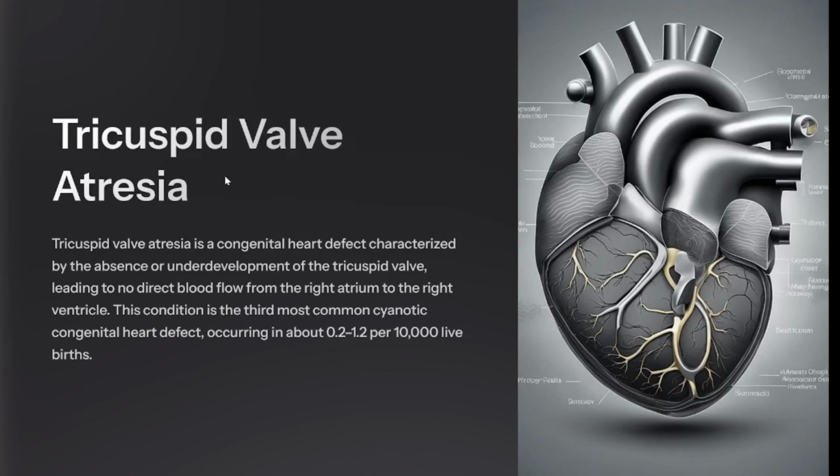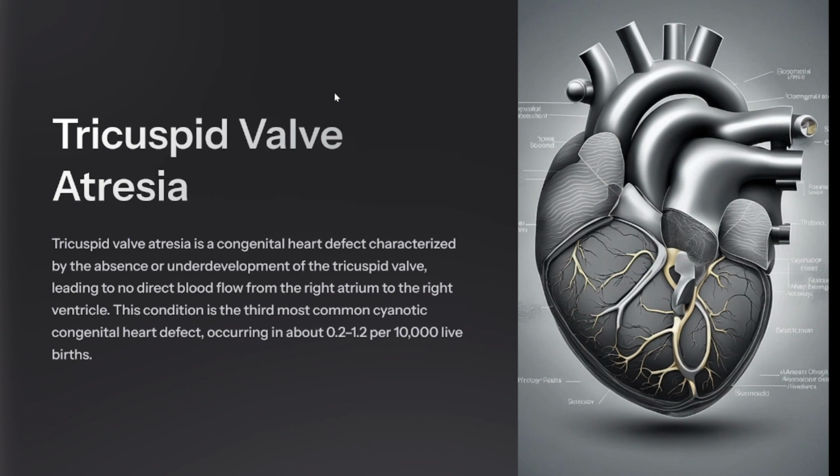Summary on tricuspid valve atresia. Tricuspid valve atresia overview definition: a congenital heart defect characterized by the absence or underdevelopment of the tricuspid valve, leading to no direct blood flow from the right atrium, RA, to the right ventricle, RV.